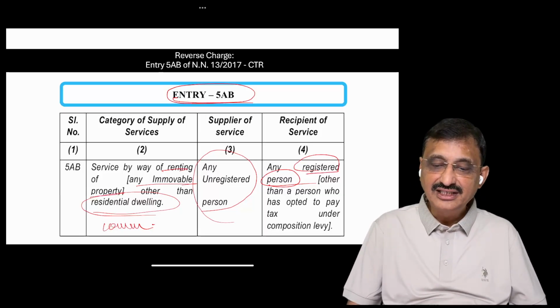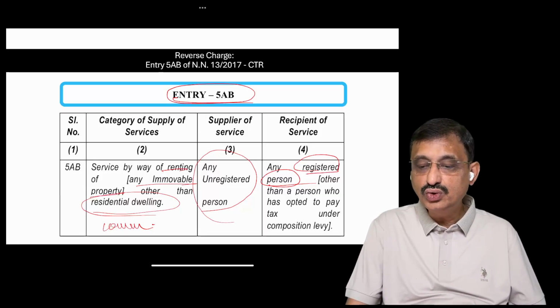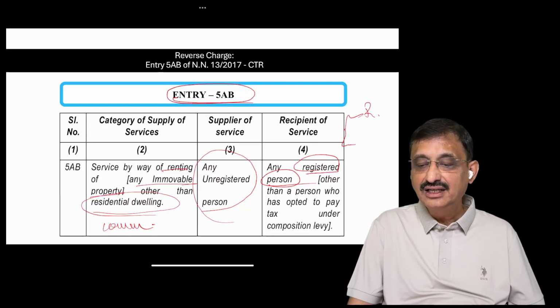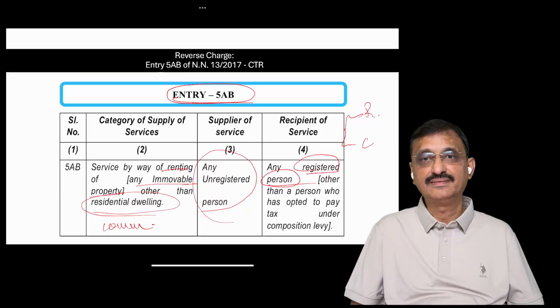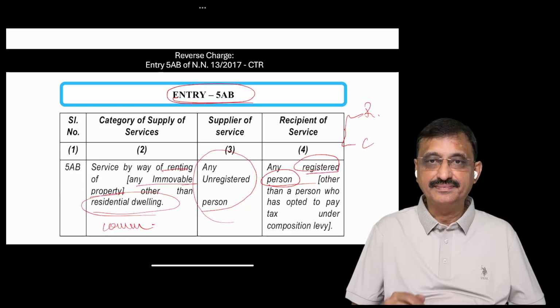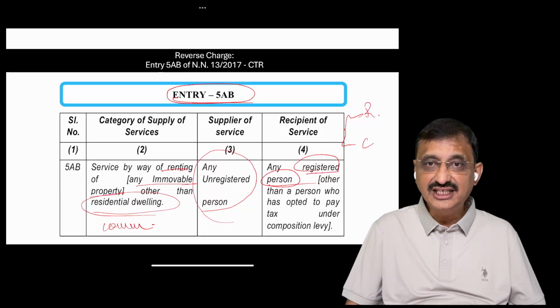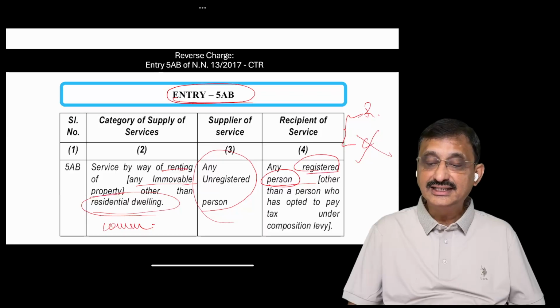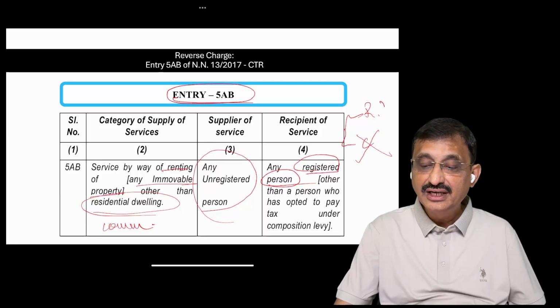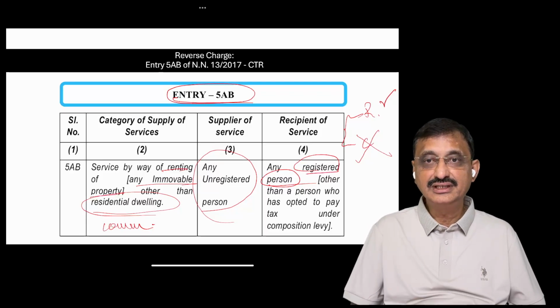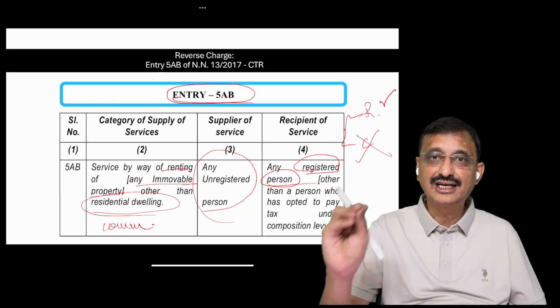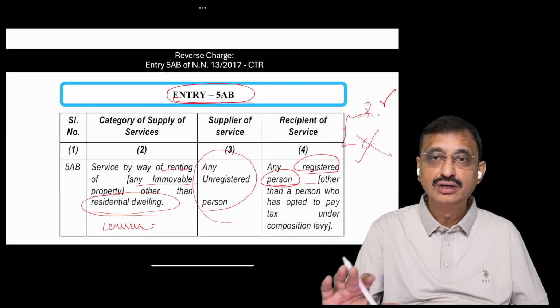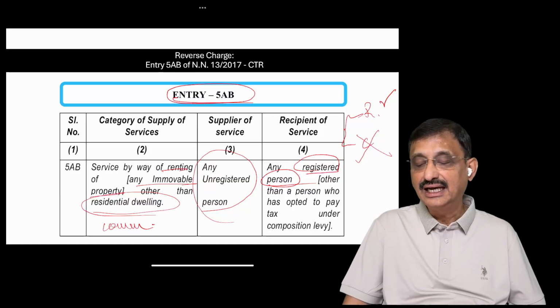Here, for registered persons, you may have two categories. One is regular dealer, another one is composition dealer. Now, this reverse charge is not applicable to a composition dealer. It is applicable only to a regular dealer. Means for the recipient who is a regular dealer alone, this reverse charge will be applicable.